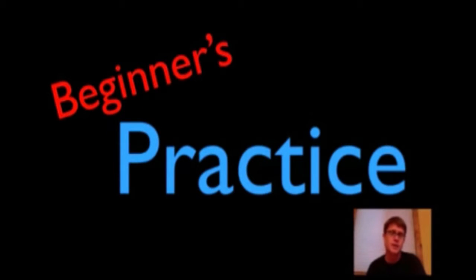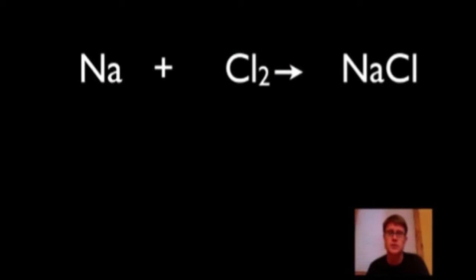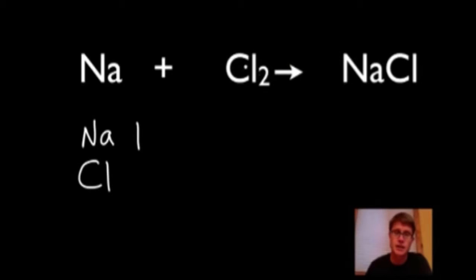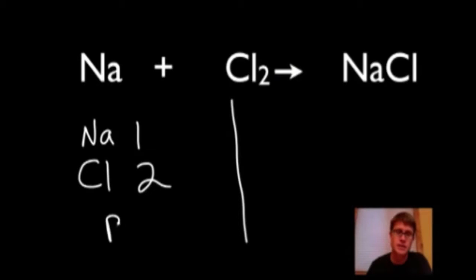So let's try it. The only way to get better at this is to just practice. And so let's try a few, and I'll show you how I would think through this in my mind. Let's go to the next one. On the left side, we've got sodium, we've got chlorine gas, and then we're making table salt. And so if you want to write this out, you could. We've got Na, and I've got 1 of those. I've got chlorine on the left side, and I've got 2 of those. So that's on the left side. That's on the reactant side.